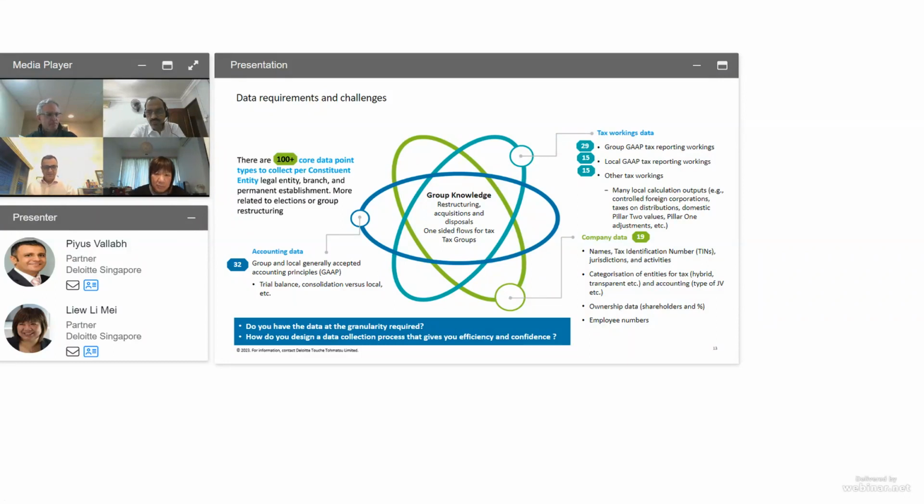Coming to Lee May's point when you actually do the calculation. And more importantly, how are you going to design a data collection process that will give you efficiency and confidence in the overall process? So many companies at the moment, many companies I'm talking to in the region and my counterparts globally in our tax technology consulting practice, they are focusing a lot on data extraction.